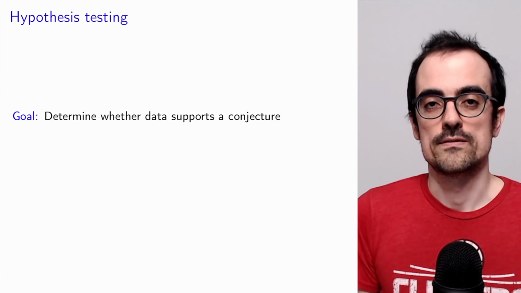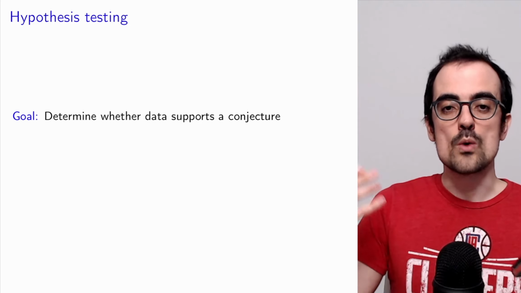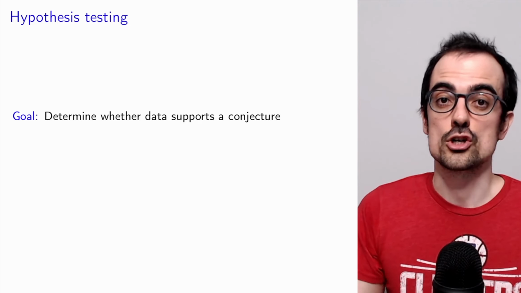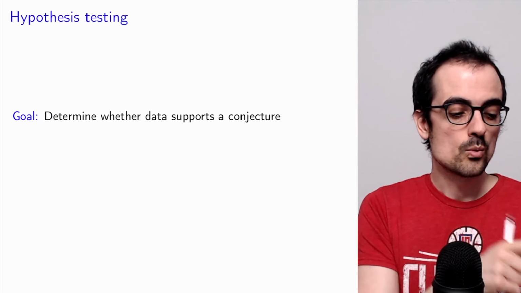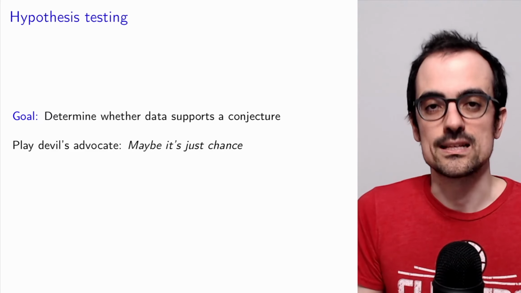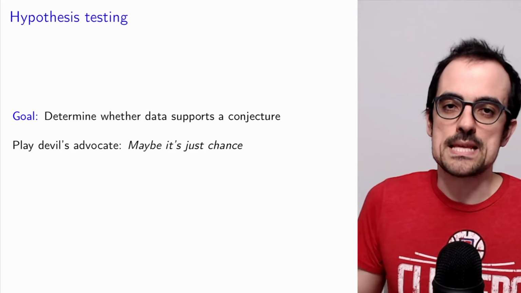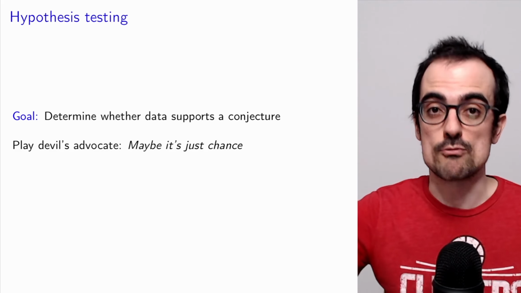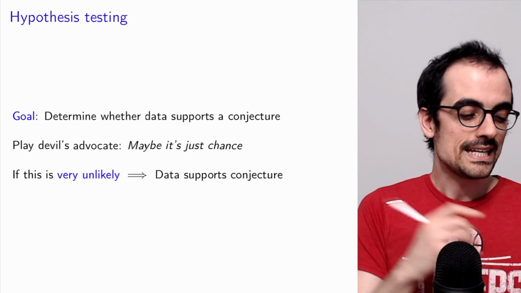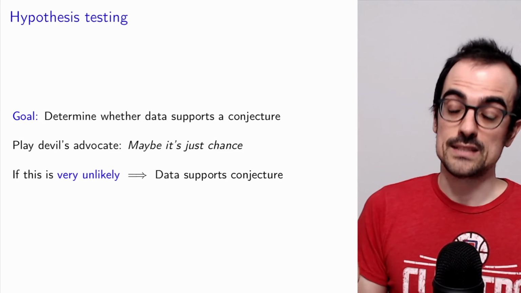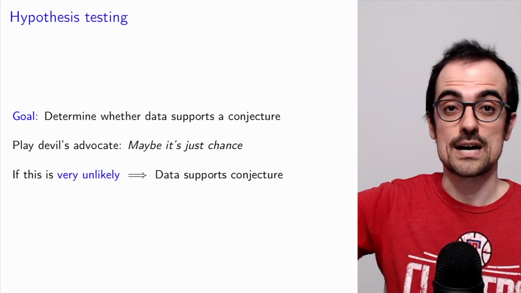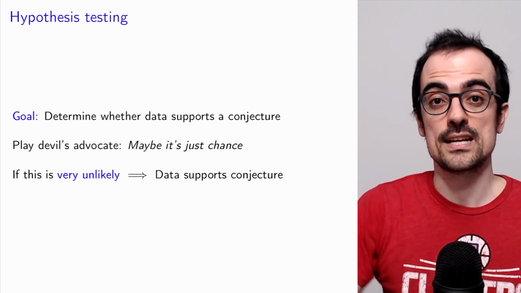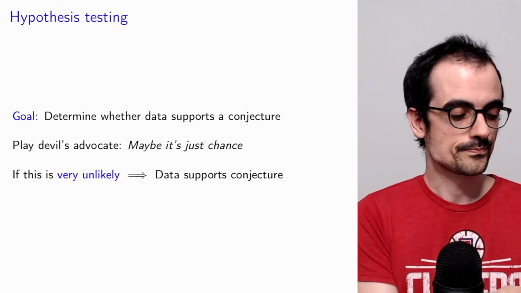The ultimate goal of hypothesis testing is to check whether the data that we observe support a certain conjecture of interest. We do this by playing devil's advocate. We say, maybe the patterns in the data that seem to support this conjecture are just caused by random chance. If it is extremely unlikely for random chance to have generated these patterns, then this is interpreted as evidence in support of the conjecture.